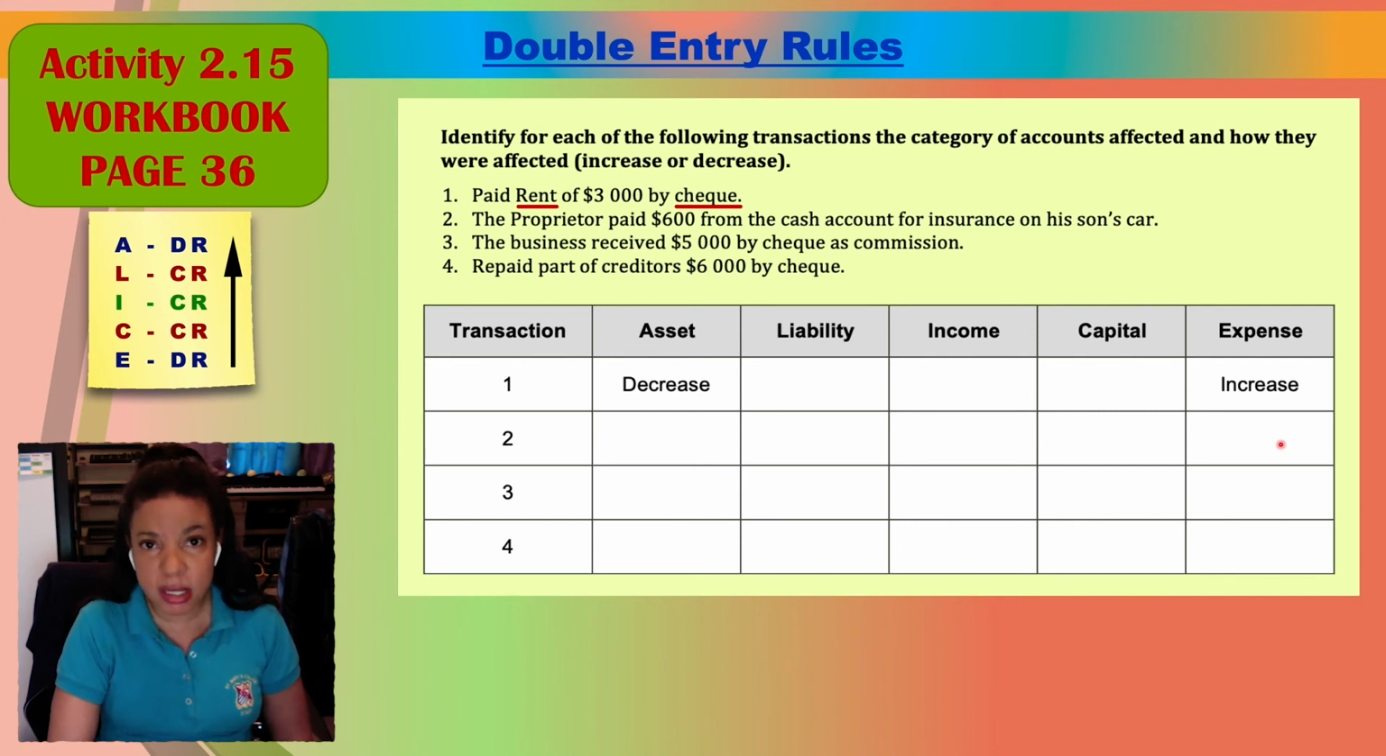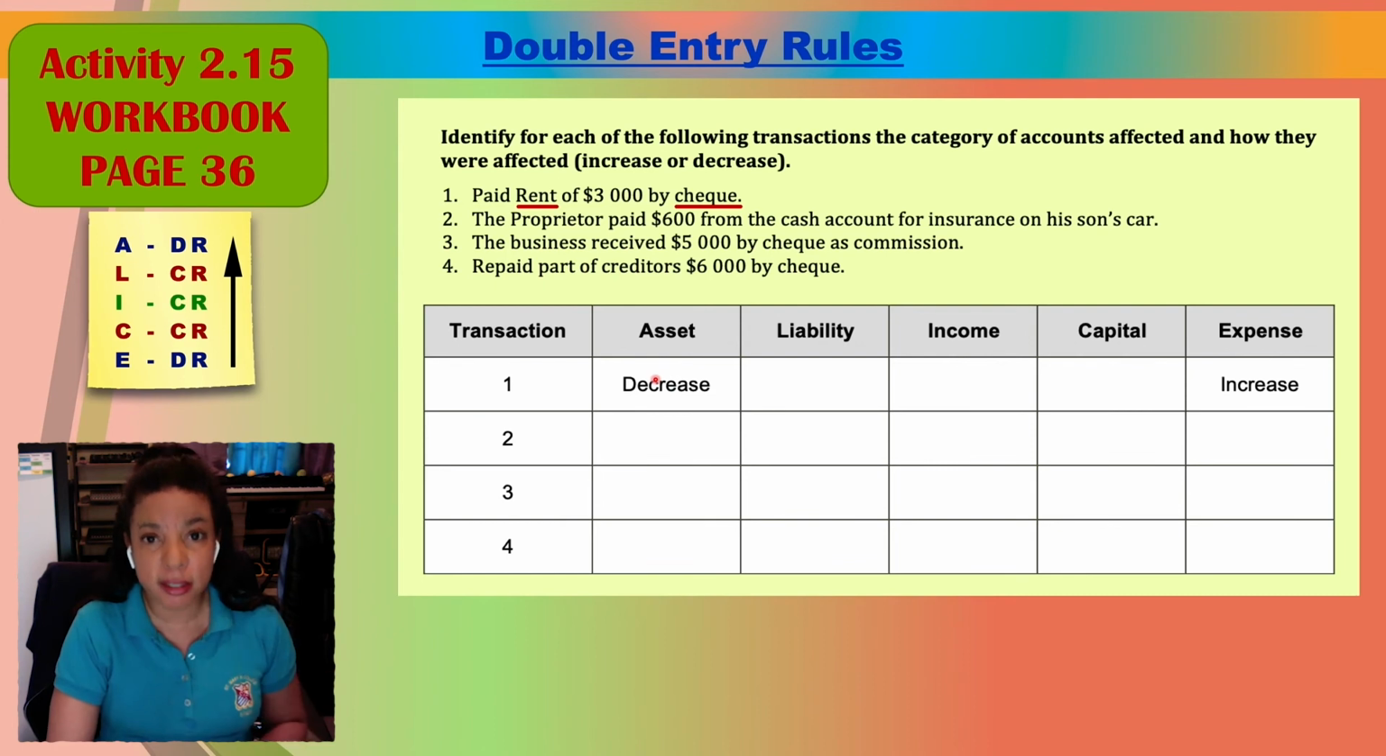So I do not want to see, for example, in number 2, something under assets, something under liability, something under income, something under capital, and something under expenses. No, you're only supposed to, for each transaction, have increase or decrease under 2 of the categories.